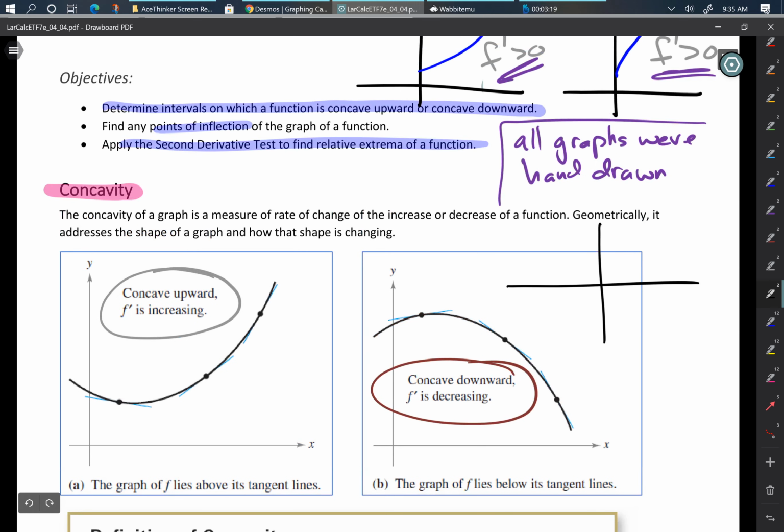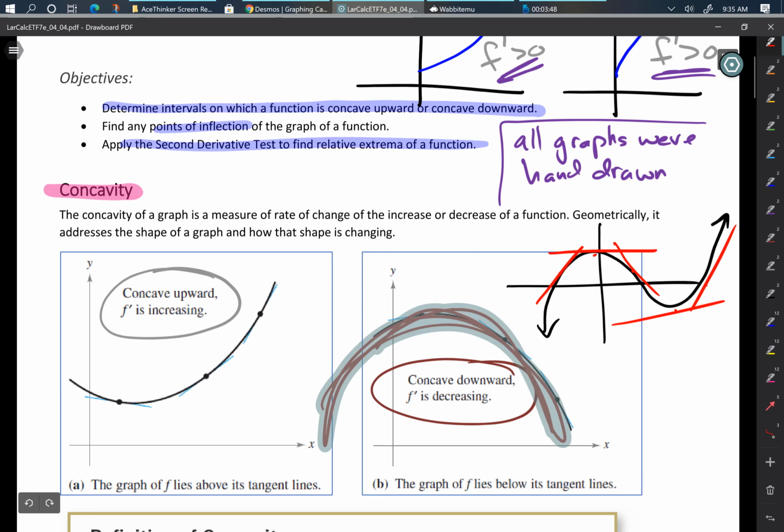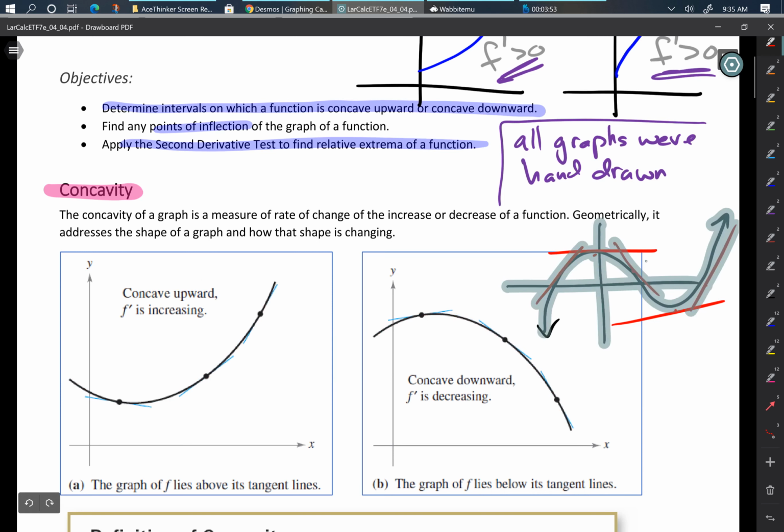So yes, you could have a graph that changes concavity, where you could have sections of the graph where the tangent lines would be above, and then you could have sections of the graph where the tangent lines would be below, and so you'd have intervals of concavity. Intervals where it is concave upward, concave up, shaped like a cup, okay? Or intervals of concave downward, concave down, shaped like a frown. Okay? So, I have concavity.